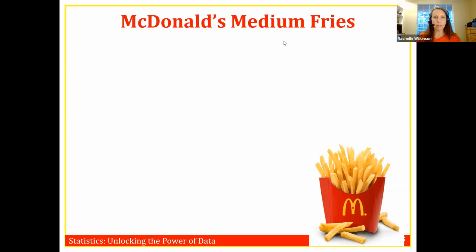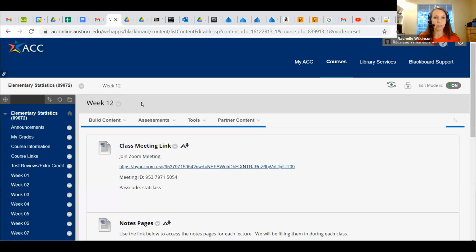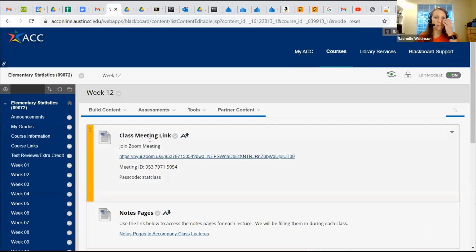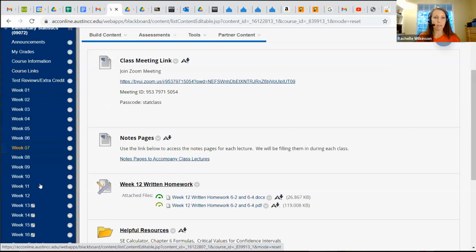So what I'm going to do on the test for T star, if you're interested, like I said, you can totally use StatKey if you like that. But if you would like, I will allow you to have a printout of the critical values table. Let me show you what it looks like. So there's a couple of ways you can get this.